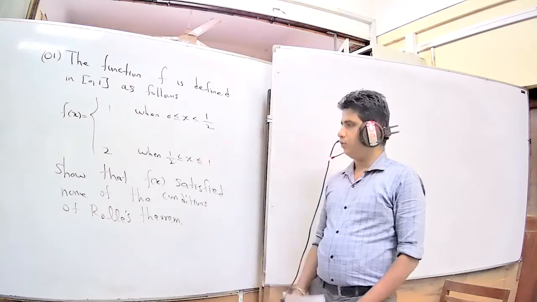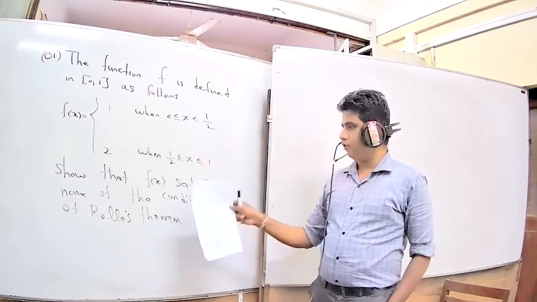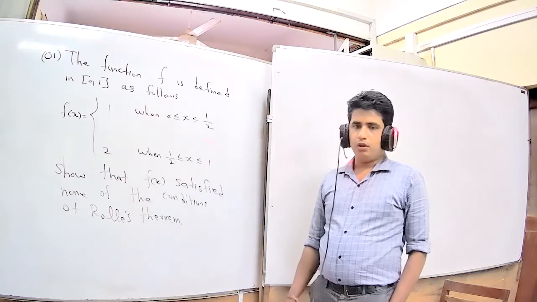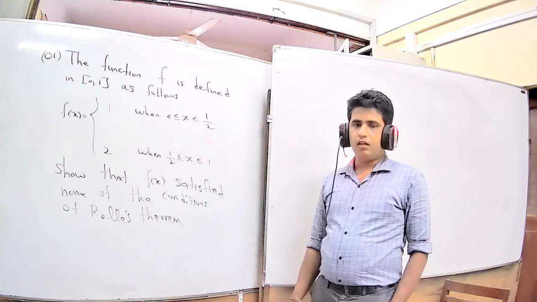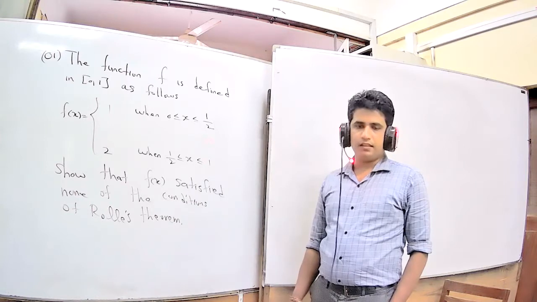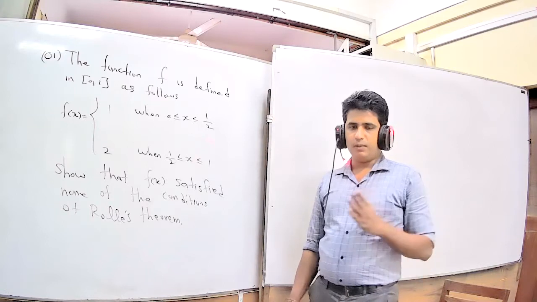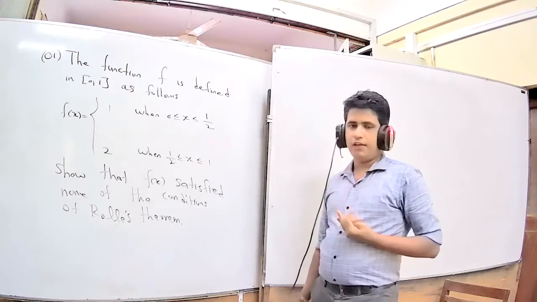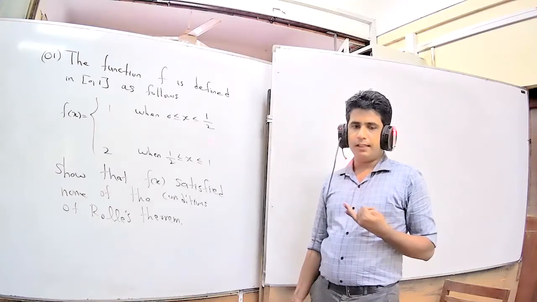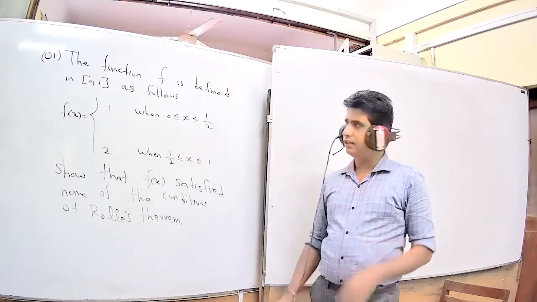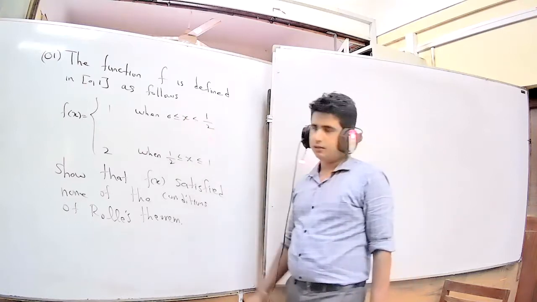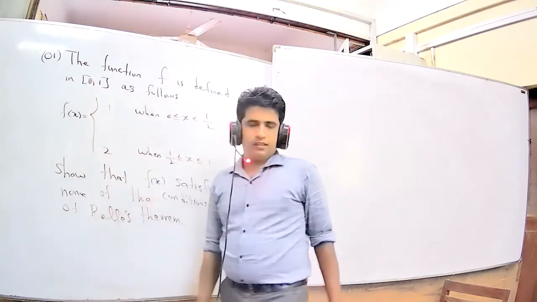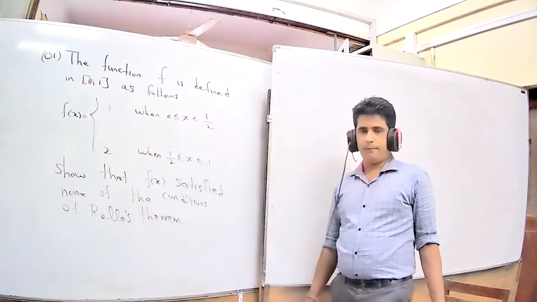In this question, they asked us to show that f(x) satisfies none of the conditions of Rolle's theorem. Therefore, we want to show that all three conditions are false: the continuity condition is false, the differentiability condition is false, and f(a) is not equal to f(b). That means here f(0) is not equal to f(1). We want to show these things for this question.